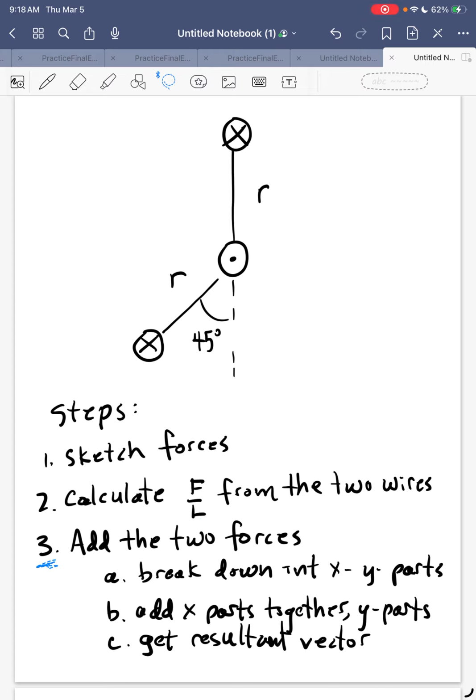Then the last step, third, is broken down into sub-steps. So what we're going to do is basically take these force vectors from this wire and from that wire, and break them down into x and y components. Then we're going to add all the x parts together and all the y parts, keep them together. And then we're going to get the resultant vector by collecting the x parts and the y parts to determine the length, and then taking the ratio of the x parts and the y parts to determine the angle.